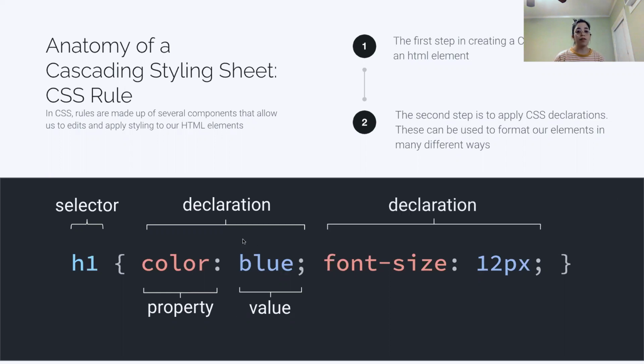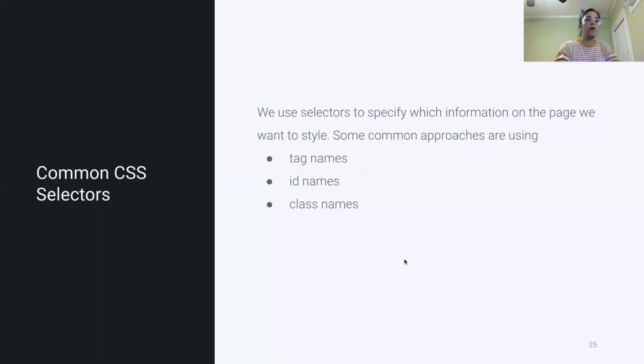If you want to have multiple declarations in one rule, you can definitely do so by just adding a semicolon between the two. So each declaration actually does need to end with a semicolon. This is also how CSS will be able to identify where one declaration starts and where another begins. All right, so I briefly talked about these selectors, right? How we're telling CSS which elements to actually apply these rules to. The three selectors we're going to talk about are tag name selectors, ID selectors, and class selectors.